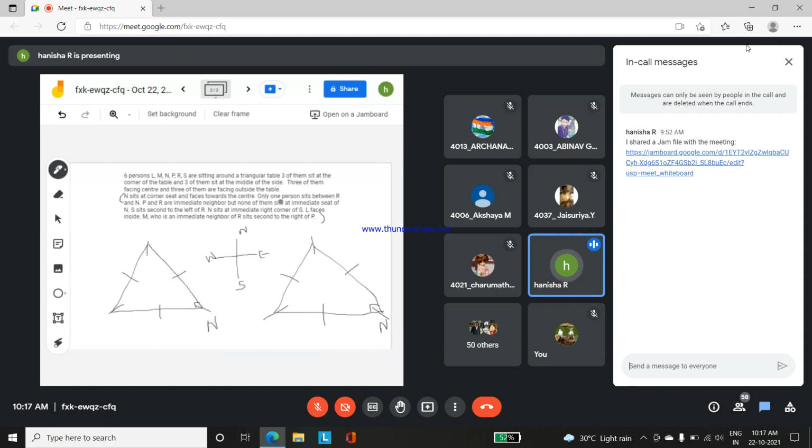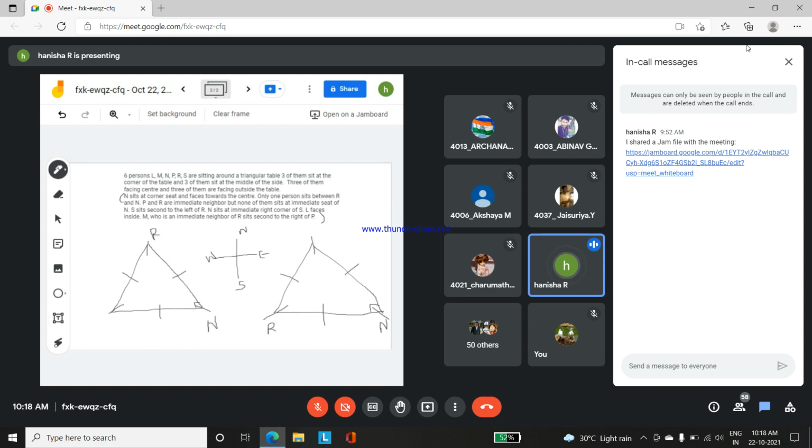Next, only one person sits between R and N. So between R and N you have one person. In this case, you have to consider both sides of N, towards the right as well as towards the left. Here this will be the one person and here this will be the one person who is going to sit between R and N. If you consider this side and leave one person between, R will come over here. If you consider this side and leave one person, R will come over here, which I will mark in the second case.